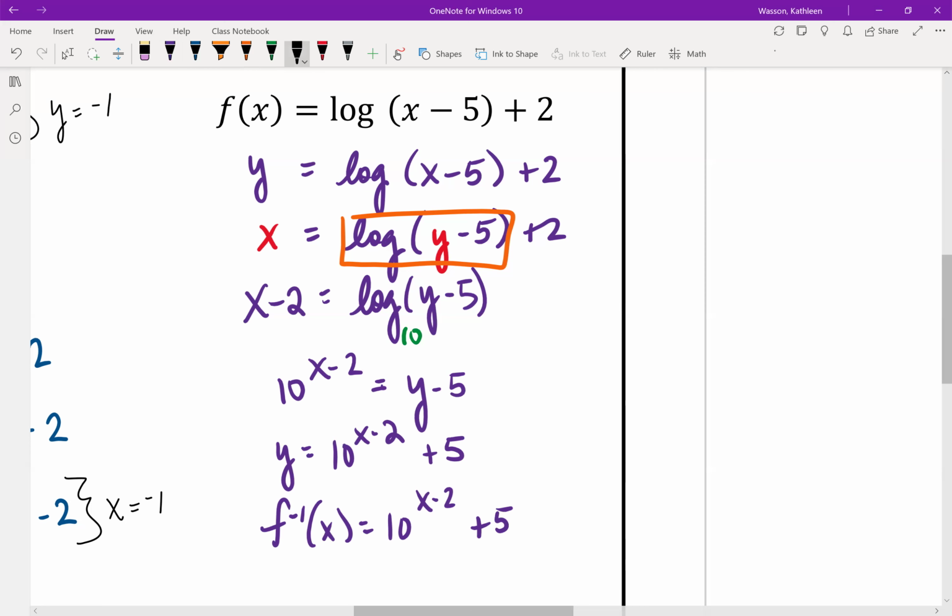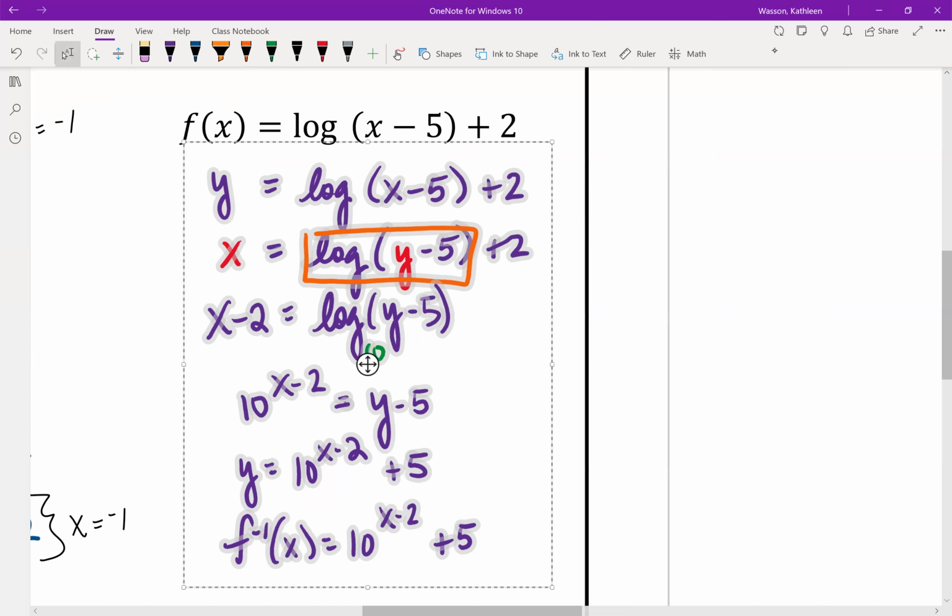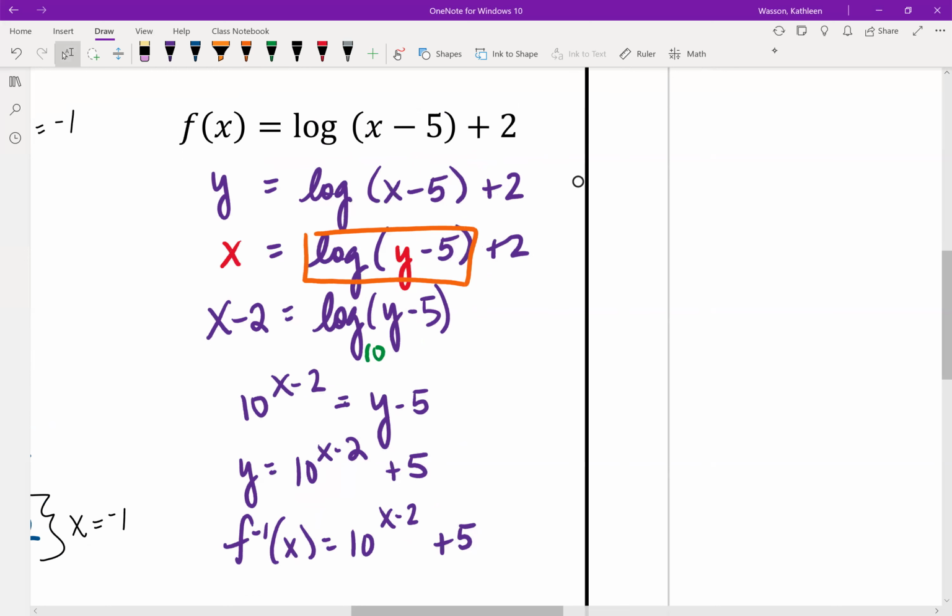When I compare my original to my inverse equation, I could look at this original and find that there's an asymptote at x equals 5. And I will have an asymptote for my inverse equation at y equals 5.